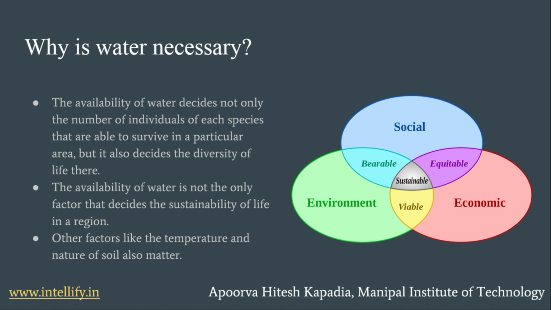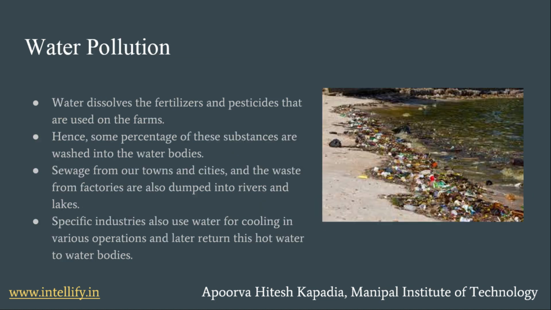The availability of water decides not only the number of individuals of each species that are able to survive in a particular area, but it also decides the diversity of the life there. Obviously, the availability of the water is not the only factor that decides the sustainability of life in that region. There are other factors like environmental, social, economical viability that also decide the sustainability of life in the region. Other factors like temperature and nature of the soil also matter.